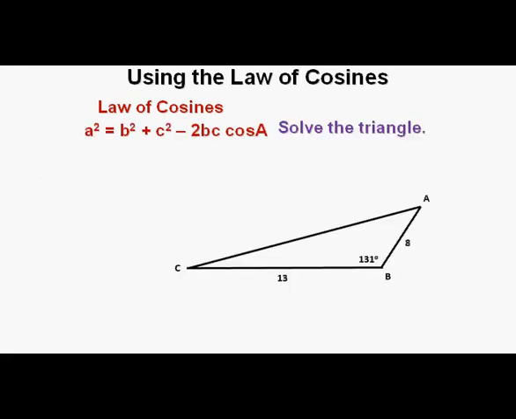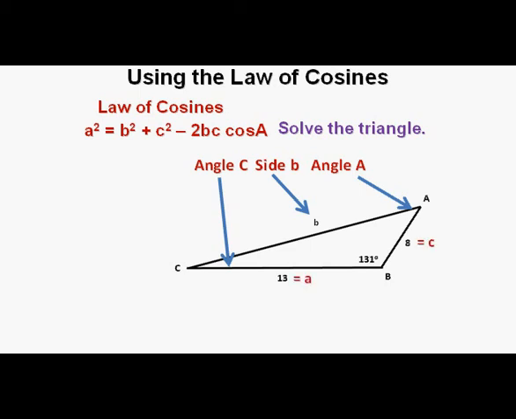Here's the first problem we'll look at. We have angle B measuring 131 degrees and side little a and side little c measuring 13 and 8 units respectively on either side of angle B. We have a side angle side situation which requires the use of the law of cosines. And what are we trying to find? We're trying to find what's missing, angle A, side little b, and angle C.